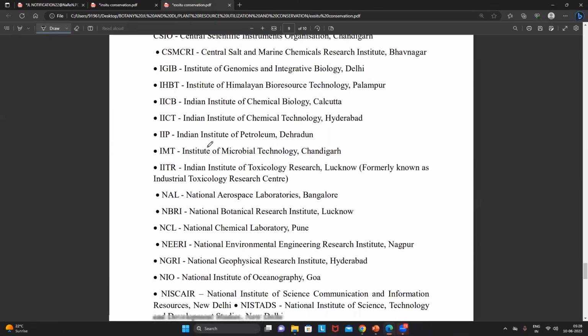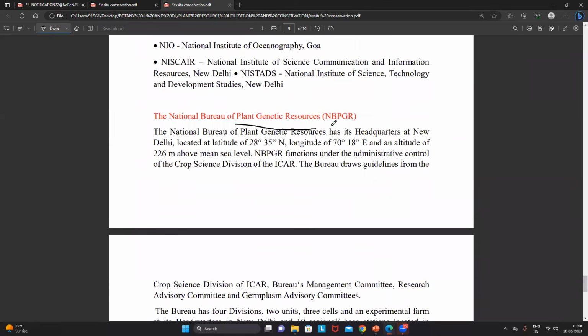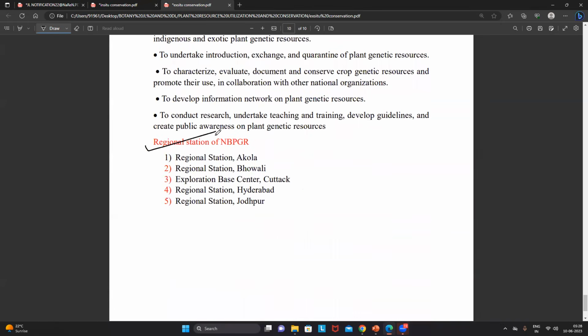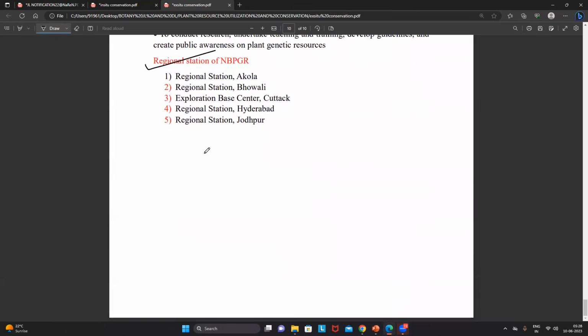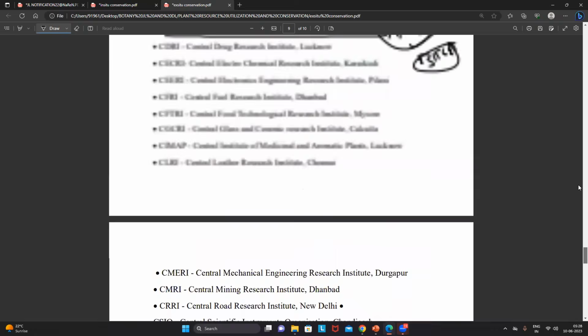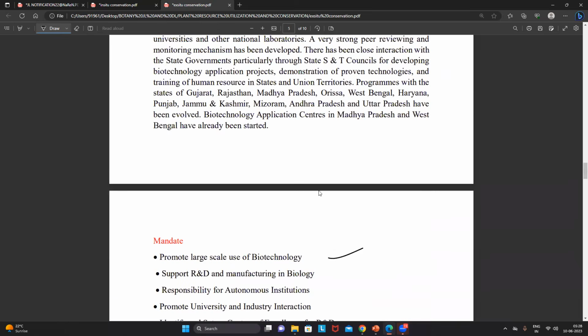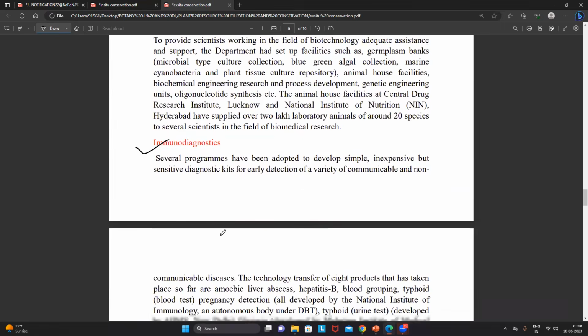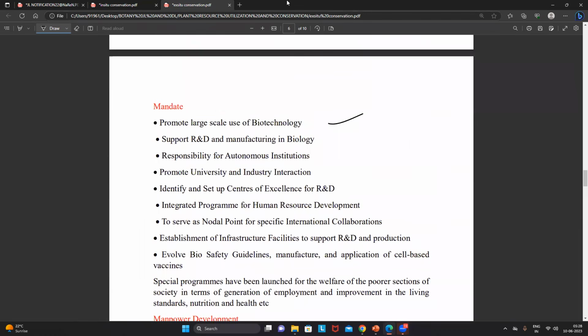Undoubtedly. Next, National Bureau of Plant Genetic Resources. Once again, what is this? Where the headquarters are, in which year it is established, what are their functions and their branches. This is what you have to read and remember in ex-situ conservation. So is there any point of using your brain? There is no point of using your brain anywhere. You have to just remember the branches and the year of establishment.